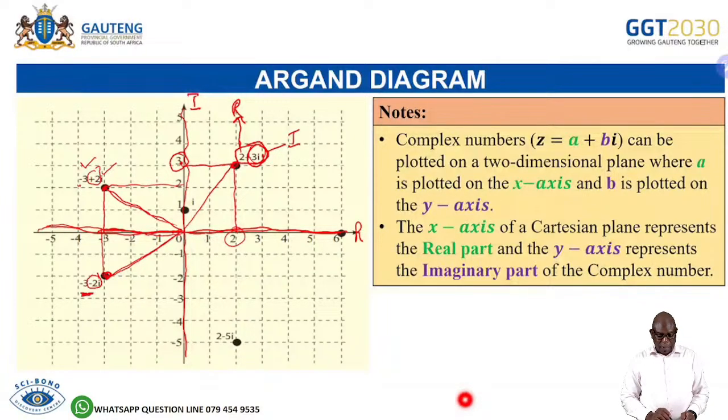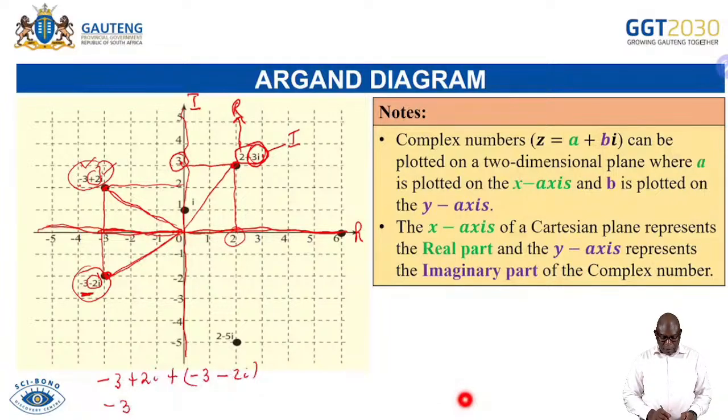And obviously, if I add this one and that one here, what will happen? Let's check. If I take minus 3 plus 2i, and then I'm adding it to negative 3 minus 2i. So I'll have negative 3 plus 2i minus 3 minus 2i. And my answer, obviously, that and that will fall off. My answer there will be negative 6.